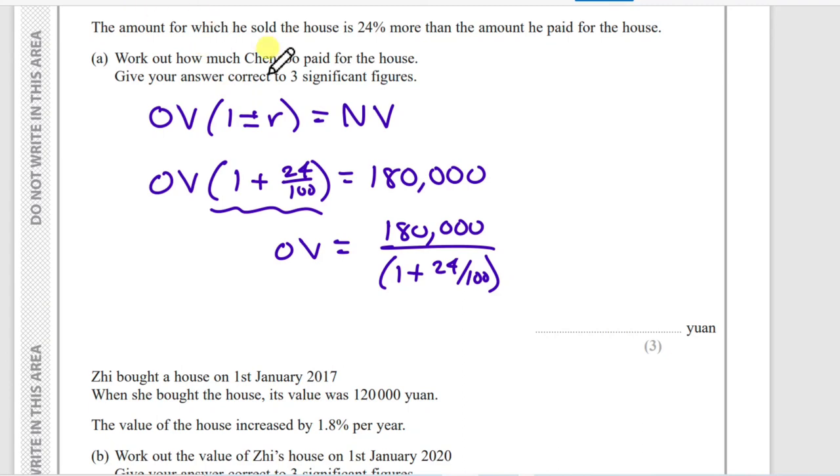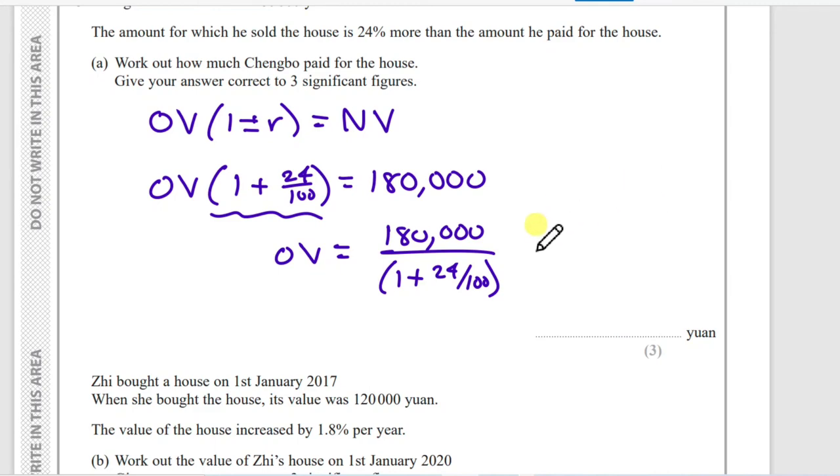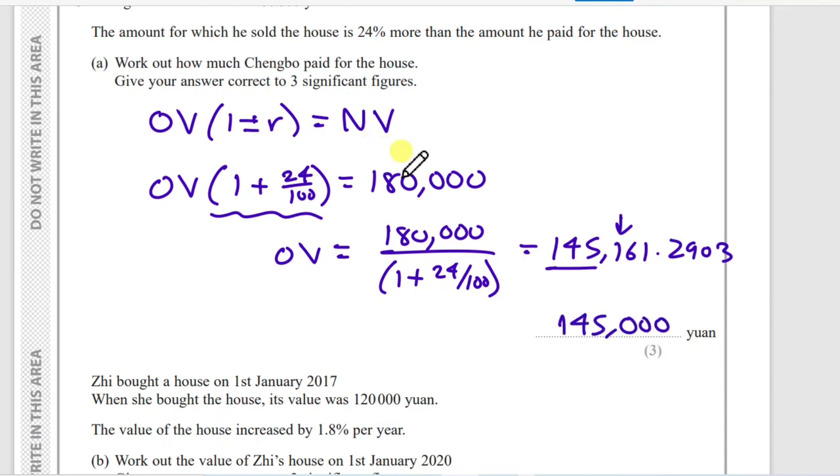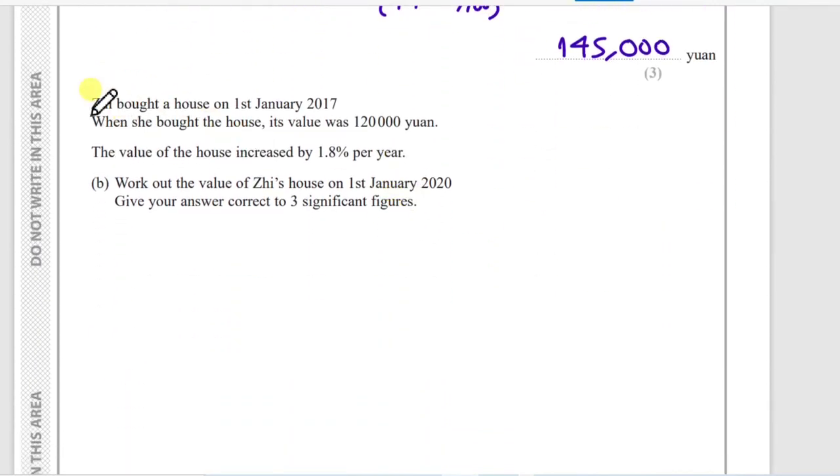And then you'll realize that the original he paid for the house was, according to the calculator, 145,161.2903. He wants 3 significant figures. So we're going to basically take the first 3 numbers and look at the next one. It's less than, because 1 is less than 5, it stays at 145k. Okay, so it'll be 145,000 yuan. Okay, roughly.